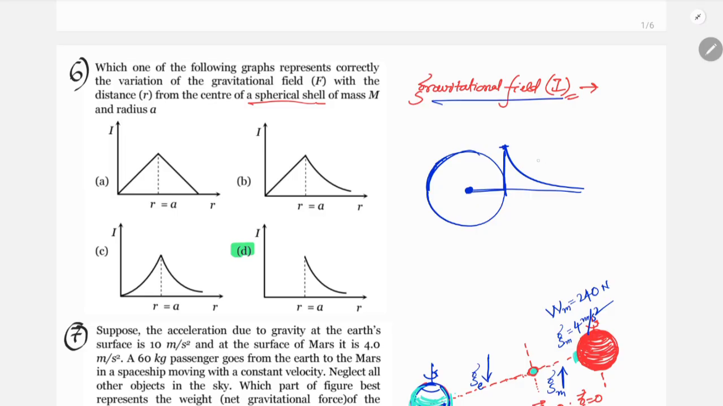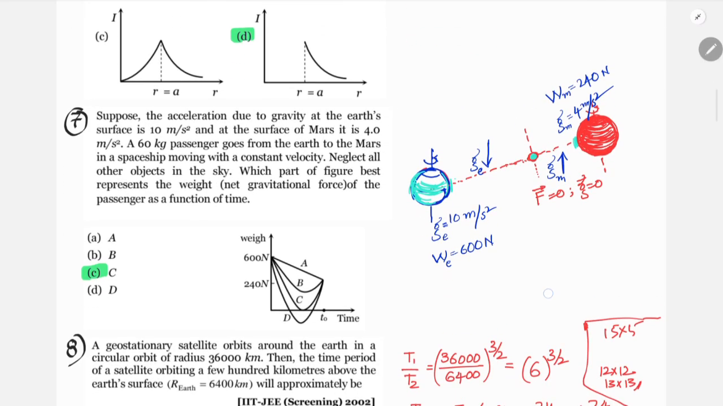Field intensity means it is inversely proportional to r square. So now the graph looks like the fourth one. And why is this 0? Inside it is 0, and suddenly it is maximum where r is equal to the radius of the shell. Beyond that it is again inversely proportional to r square, it is decreasing. Understood?